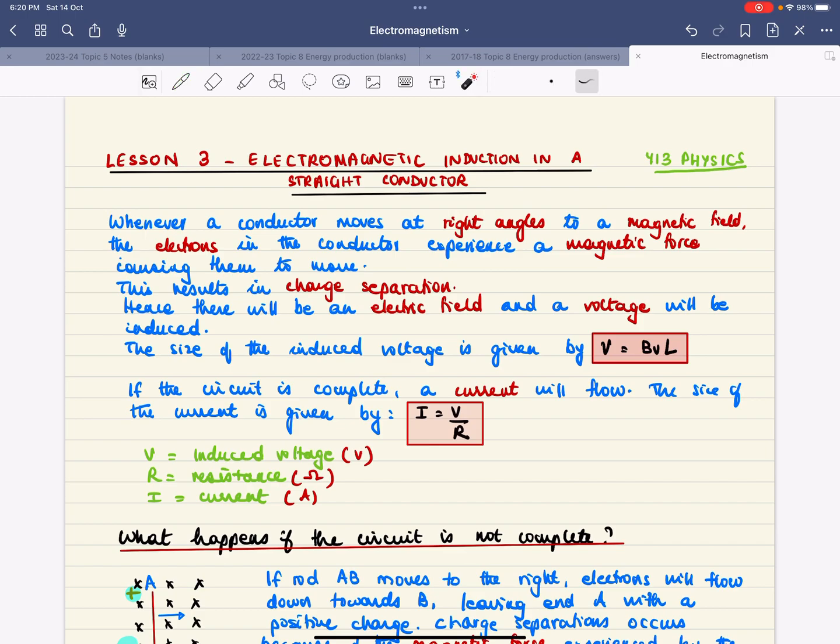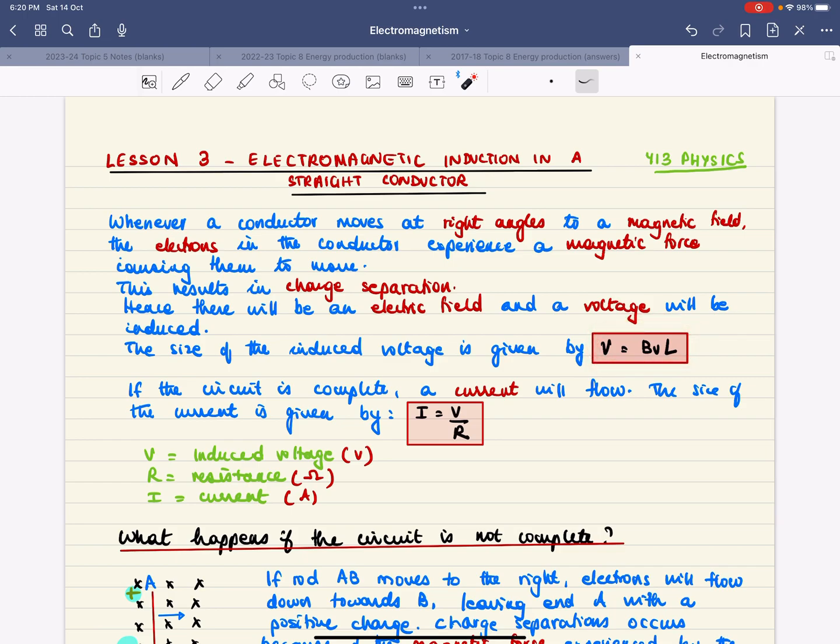So whenever a conductor moves at right angles to a magnetic field, the electrons in the conductor will experience a magnetic force, and that will cause them to move. This results in charge separation. Hence, there will be an electric field and a voltage will be induced. And the size of this induced voltage is given by V equals BvL.